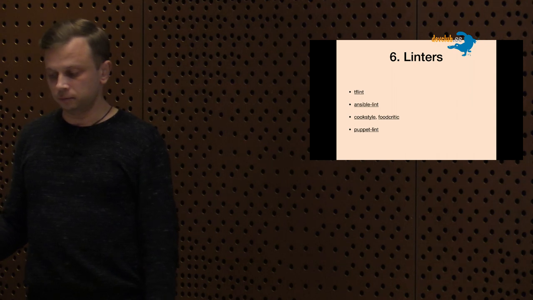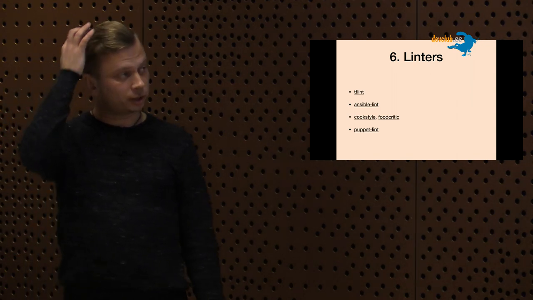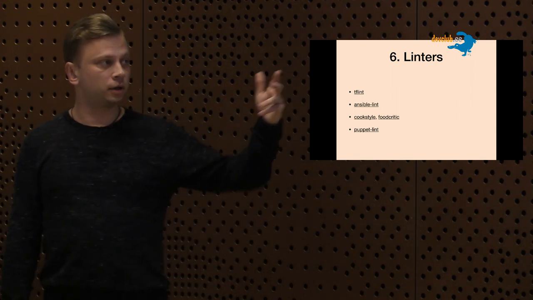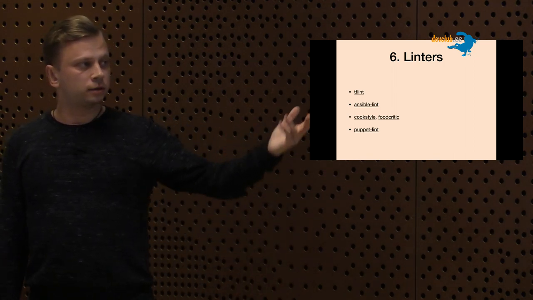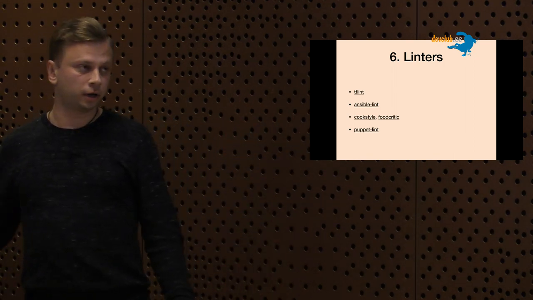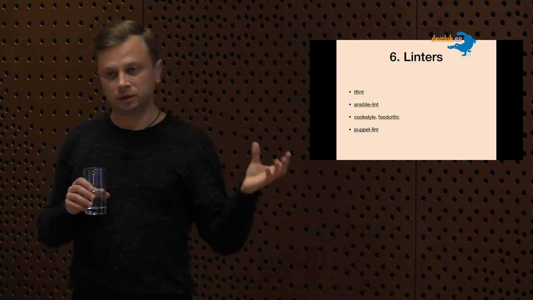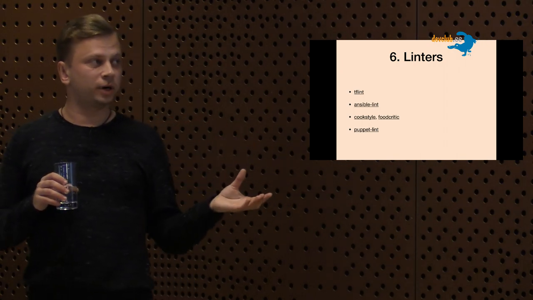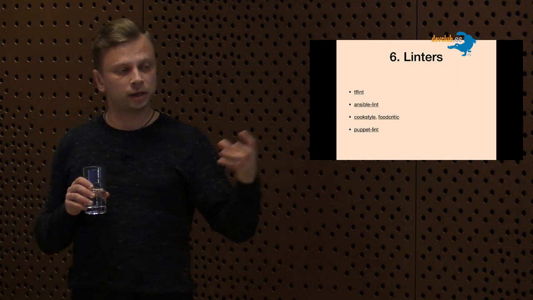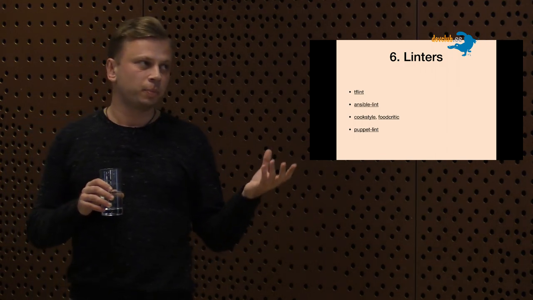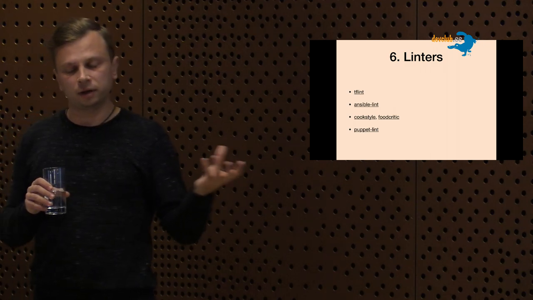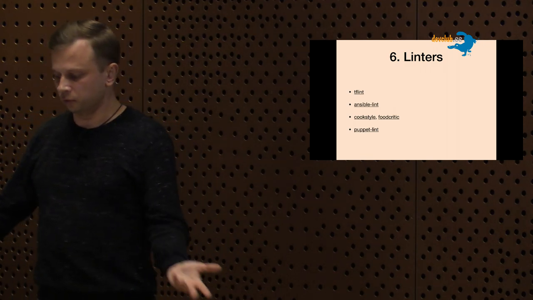And why I was mentioning that Ansible lint is getting better: Cookstyle and Foodcritic from the Chef ecosystem were much better than Ansible tools, and they still are. But Ansible lint is now in the Ansible organization on GitHub, and it finally becomes more useful than before.